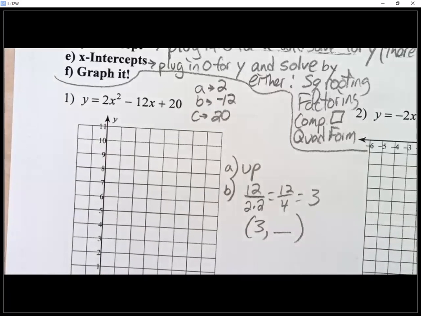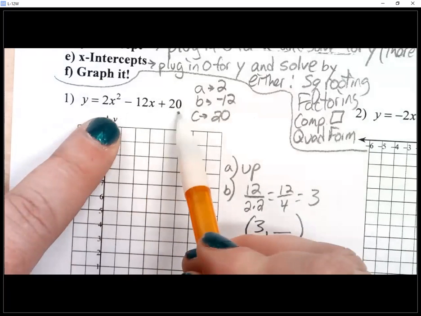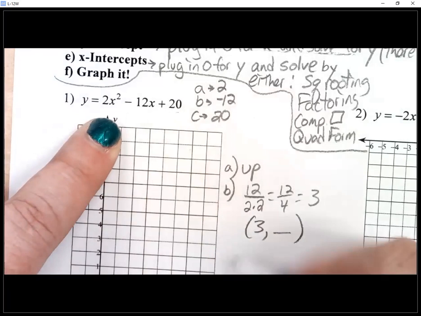You with me so far? You see how I did that? Negative b over 2a. It came out with a 3. Cool. So my vertex is at 3 comma. Now all I have to do is take 3 and plug it into the original equation to see what comes out for y. So now plug 3 into the equation.